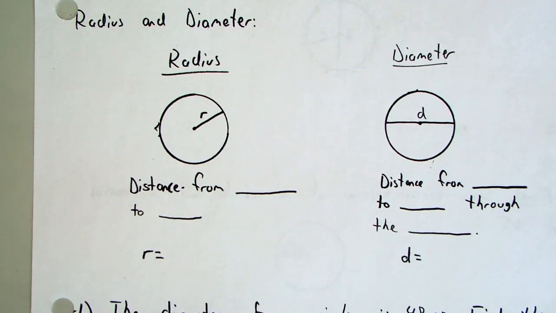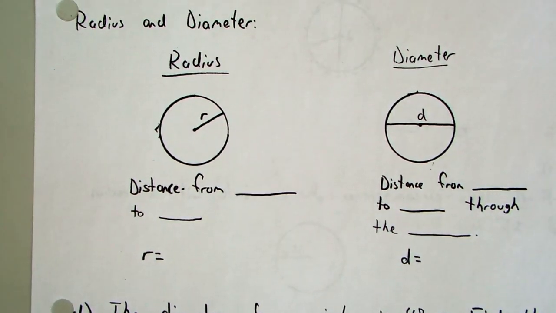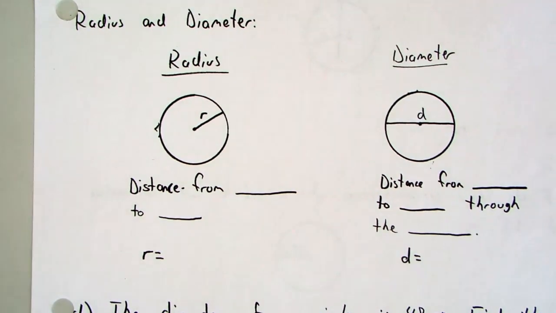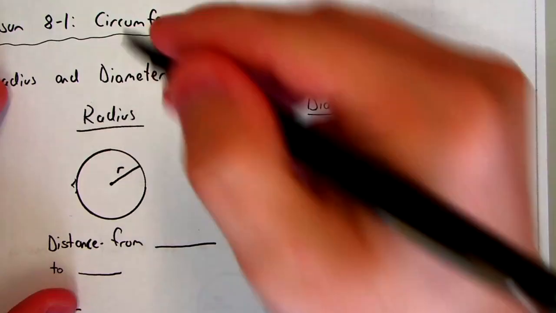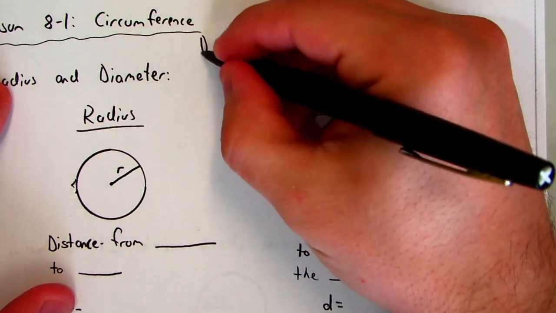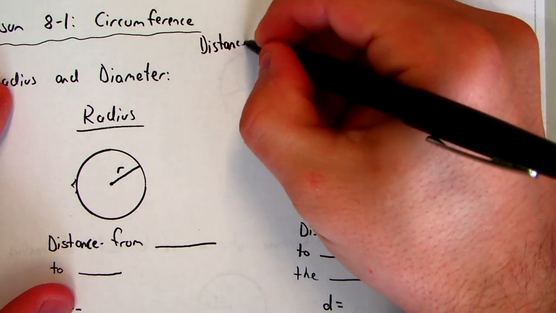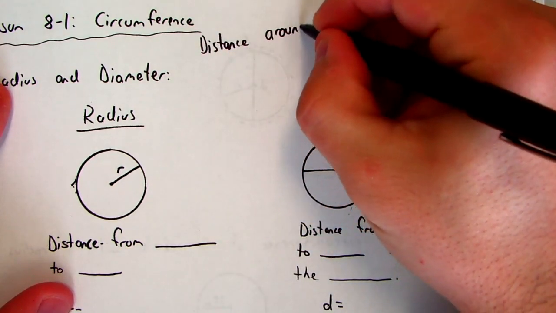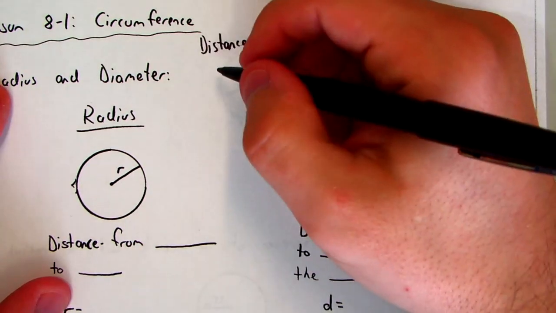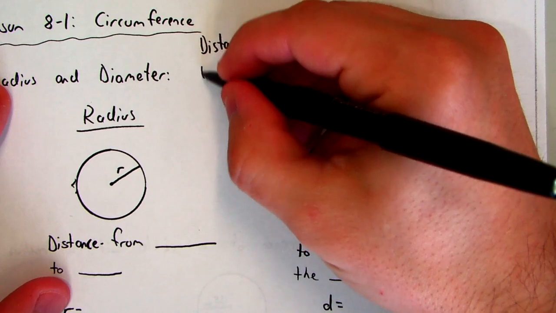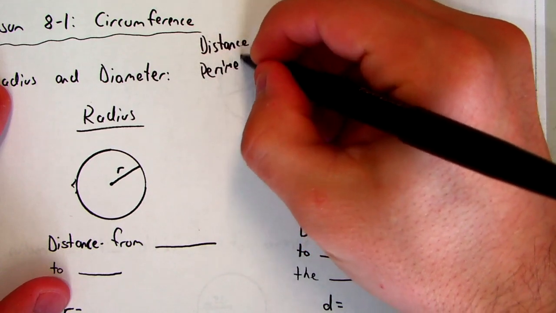All right, so today we're going to be talking about Chapter 8, Lesson 1. This is dealing with circumference. When we are looking at circumference, the thing we're really focusing in on is the circle. What circumference means is the distance around a circle. Or if we want to think in terms of area and perimeter, this is the perimeter of a circle.